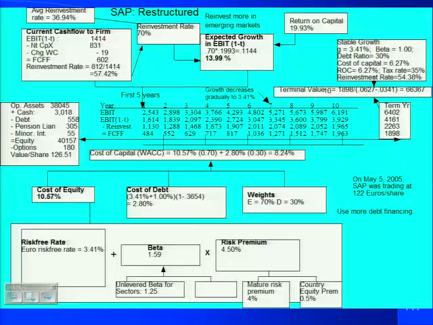So I decided to revalue SAP. Here are the changes I made. I moved the debt ratio to 30%. I was realistic. I adjusted the beta for the higher debt ratio. I adjusted the rating for the higher debt ratio. My cost of capital is significantly lower now than it was before.